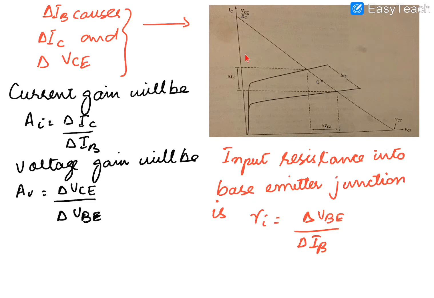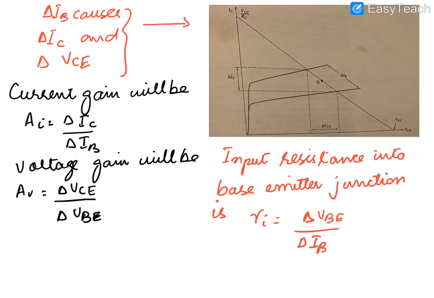So when IC changes, there is also a small variation in VCE. As IB increases, IC also increases, but VCE decreases because VCE is equal to VCC minus IC RC. So in this case, the current gain will be equal to the change in output current, which is IC in this case, divided by the change in input current, which is IB in this case. Also the voltage gain is equal to the change in output voltage divided by the change in input voltage.